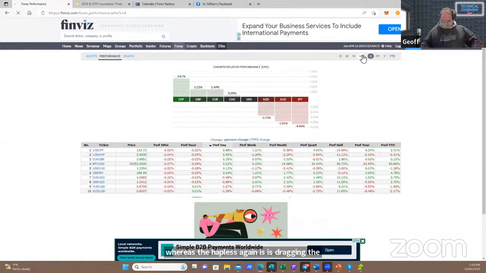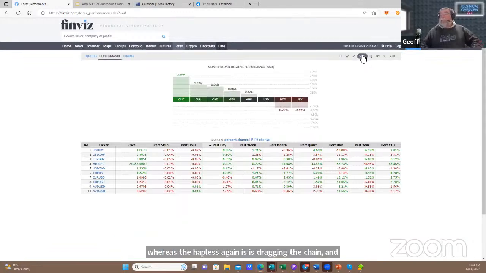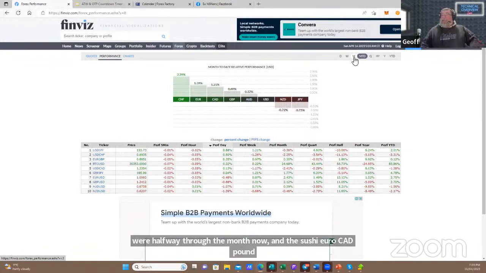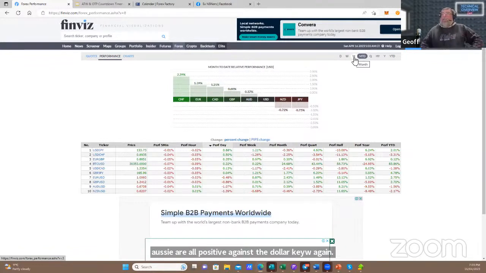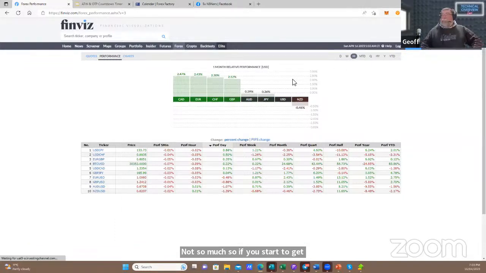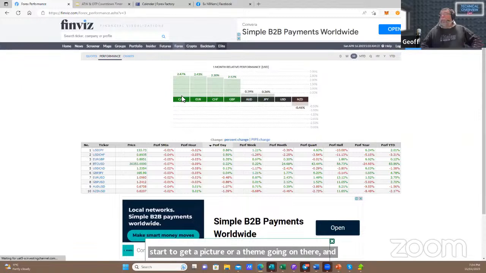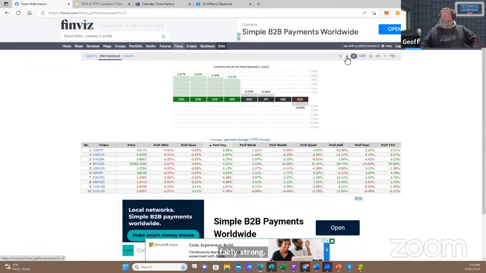And then I'll zoom in a little bit and go to the month to date. Of course, we're halfway through the month now. And the Swissy, euro, CAD, pound, Aussie are all positive against the dollar. Kiwi, yen, not so much. So you might start to get a picture or a theme going on there. And the theme that I'm seeing mostly here is that the CAD is fairly strong against the dollar, the Kiwi and the yen reasonably weak comparatively.